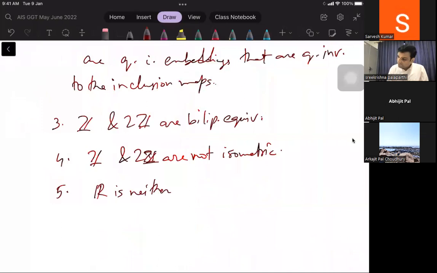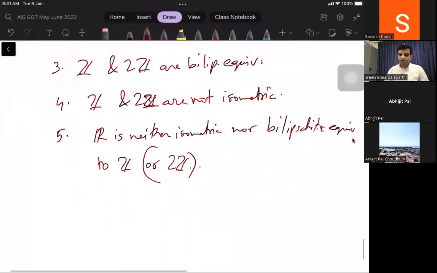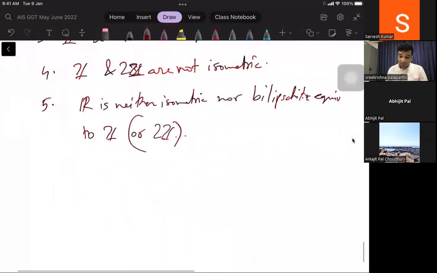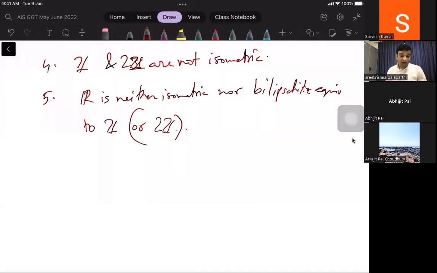And R is neither isometric nor bi-Lipschitz equivalent to Z. Not equivalent to Z, and likewise this statement holds also for 2Z. Although R is quasi-isometric to both of the spaces. So with this discreteness, we sort of broke off from topology, but at the same time, certain key features remain with this quasi-isometry. Okay, we will see in some time.